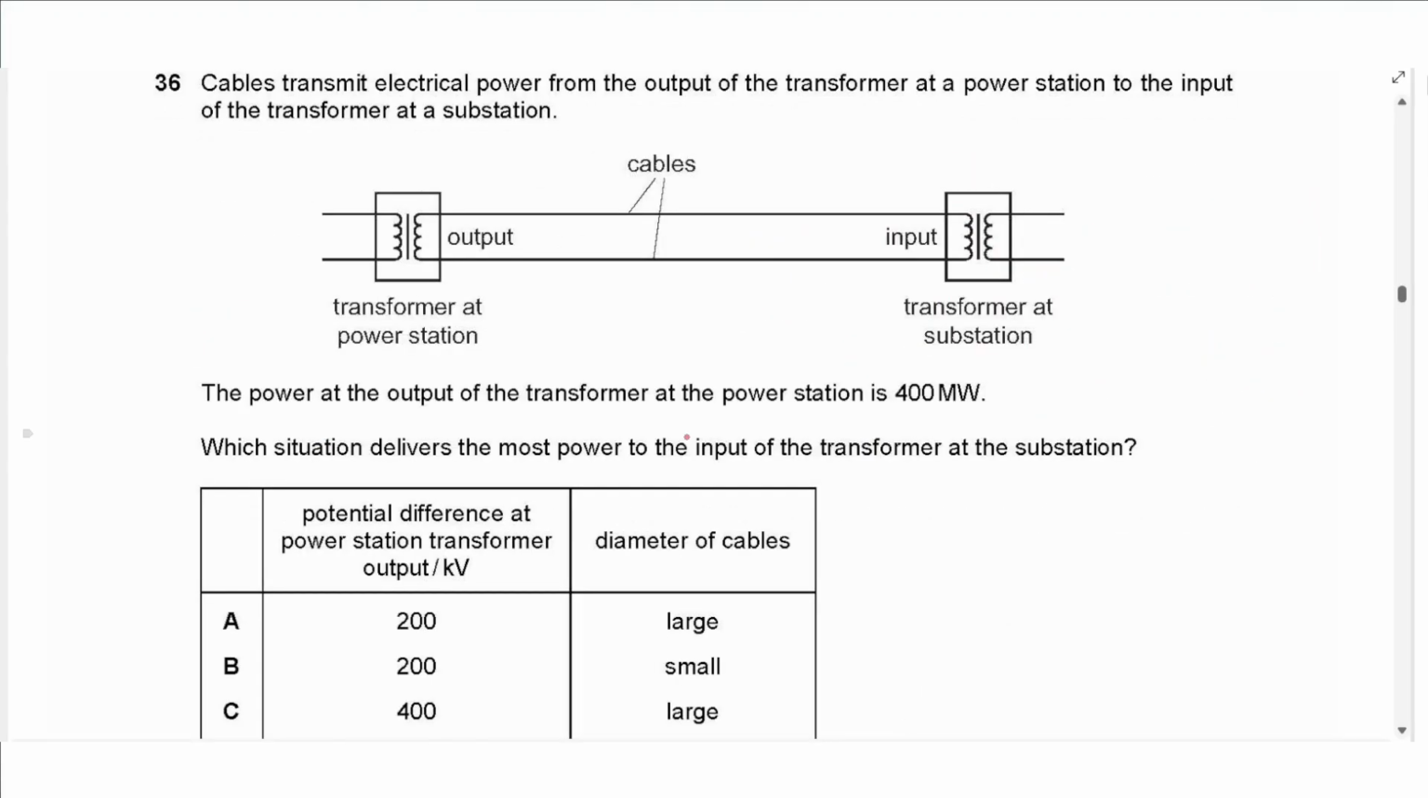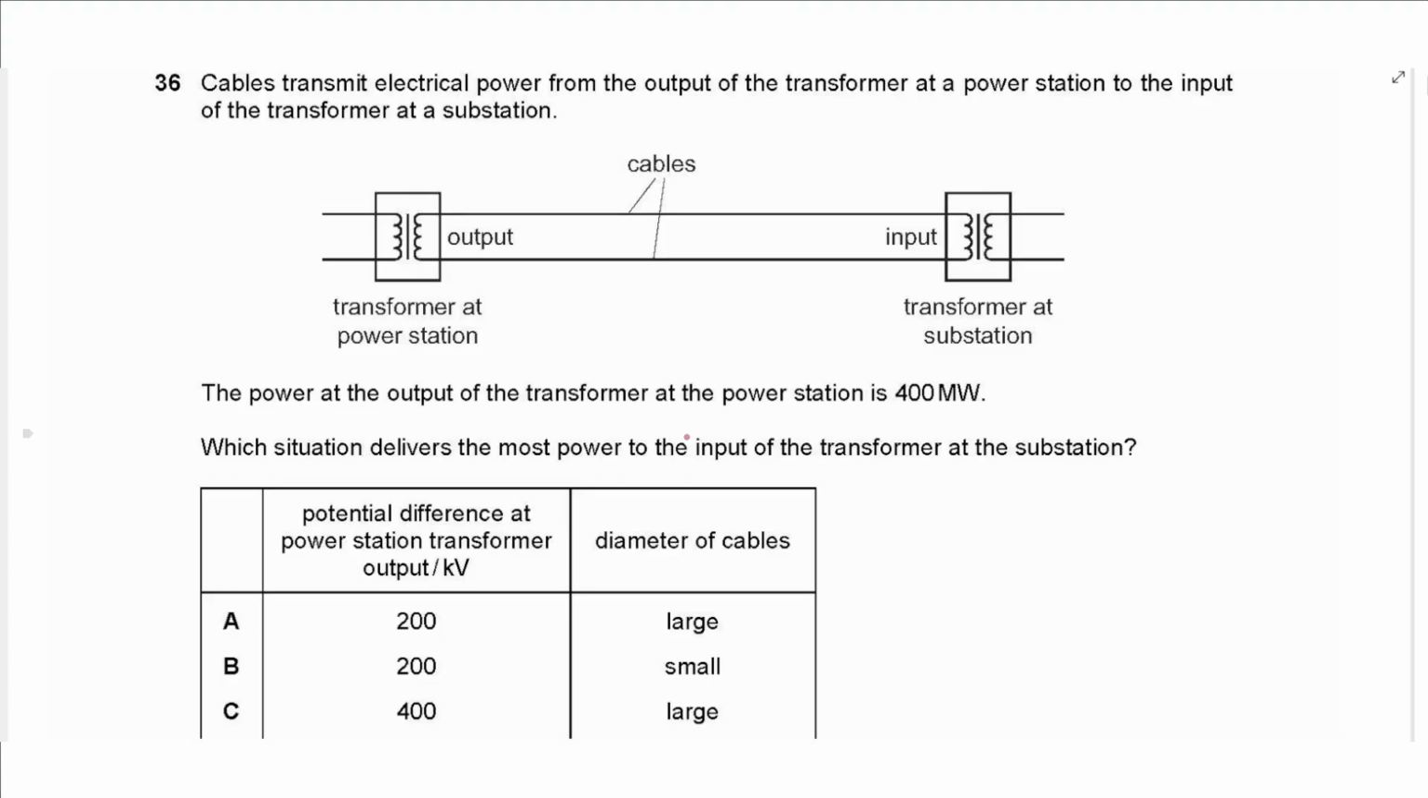Question 36 says cables transmit electrical power from the output of the transformer at a power station to the input of a transformer at a substation. The power at the output of the transformer at the power station is 400 megawatt. Which situation delivers the most power to the input of the transformer of the substation?